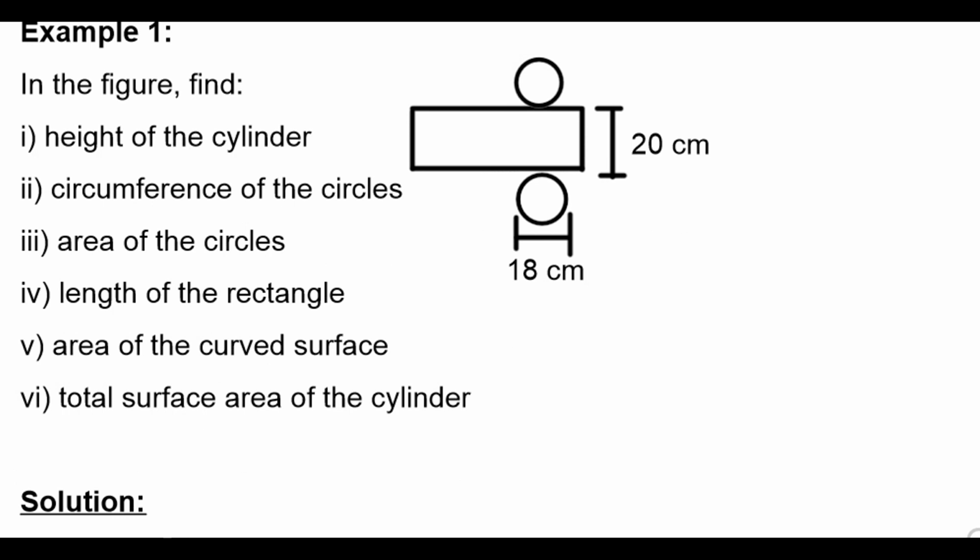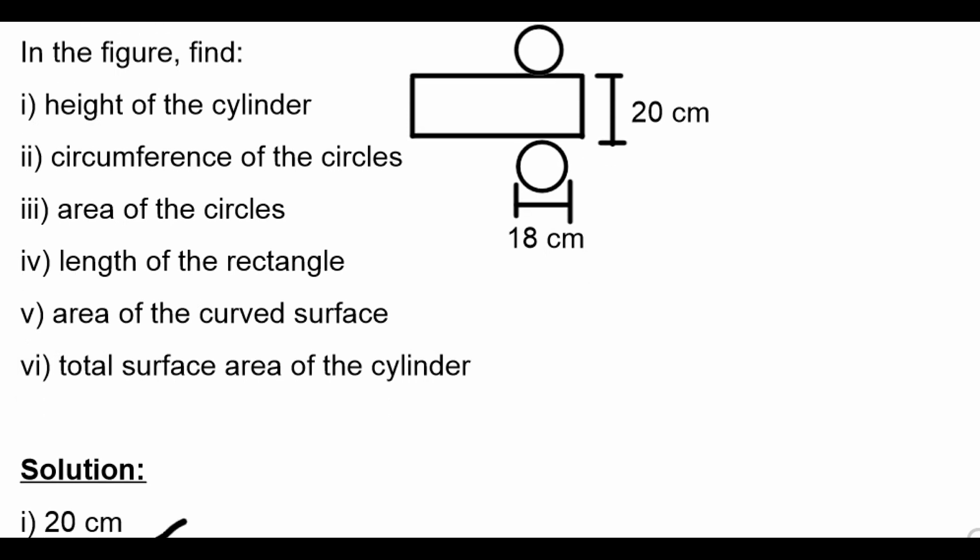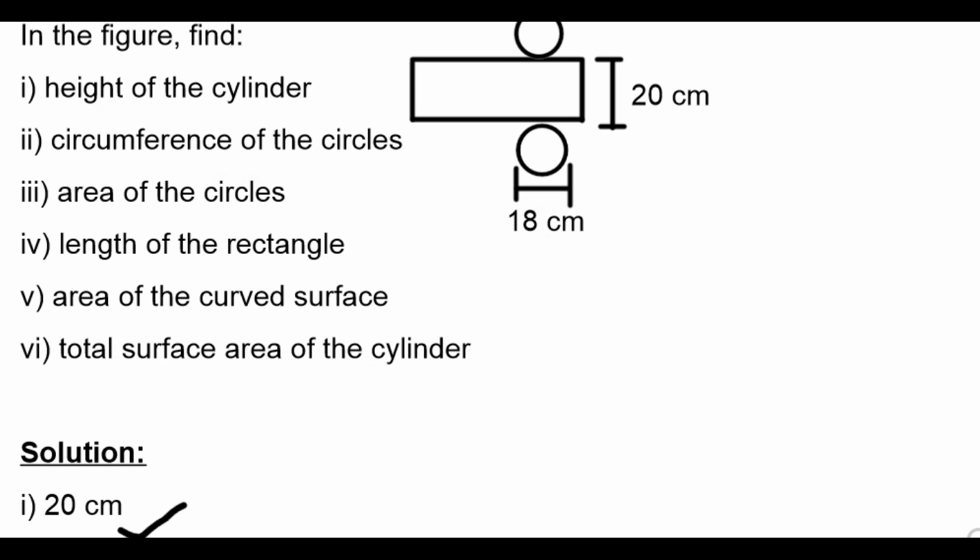Solution. Let's solve the height of the cylinder. So the height of the cylinder is 20, which is the height of the rectangle. Let's solve the circumference of the circle.